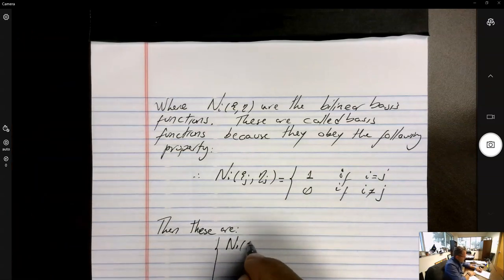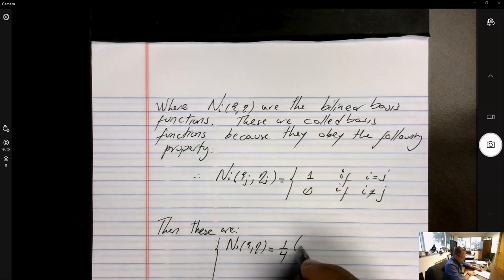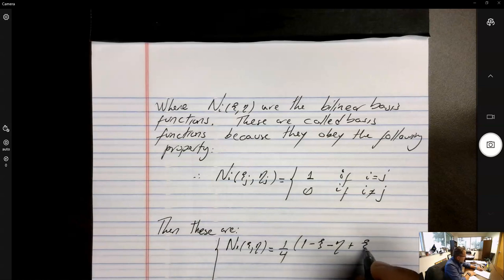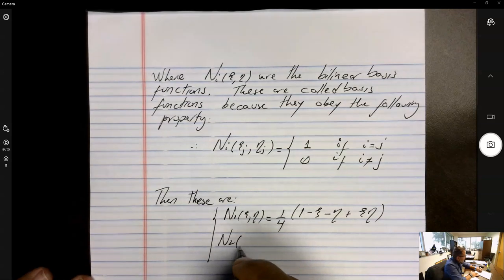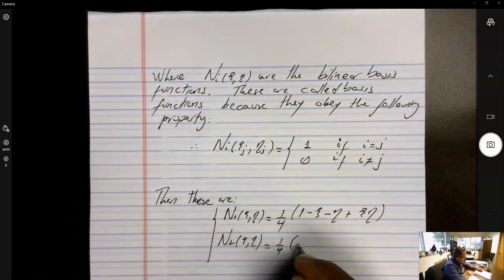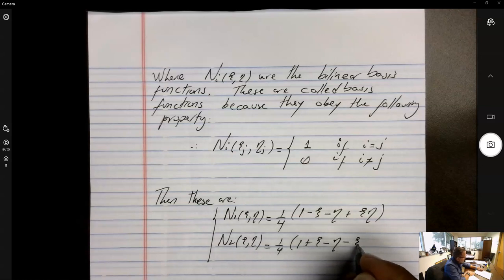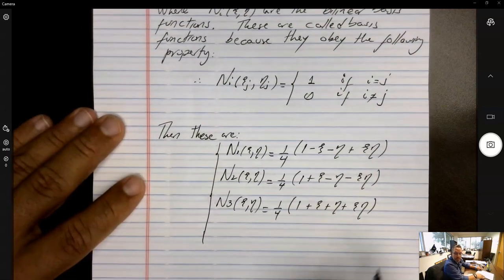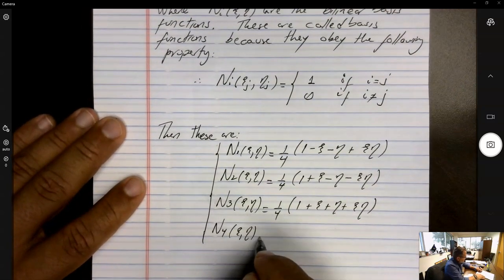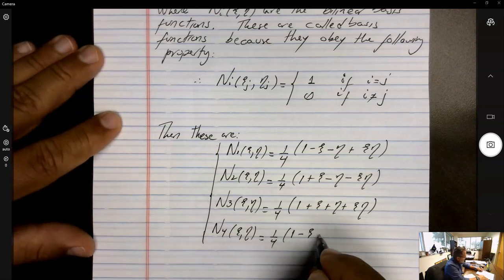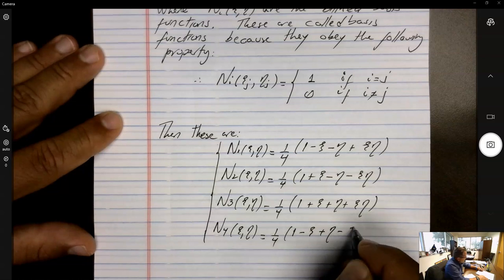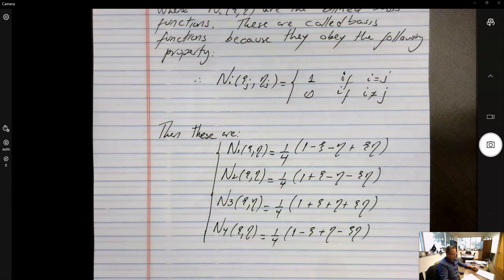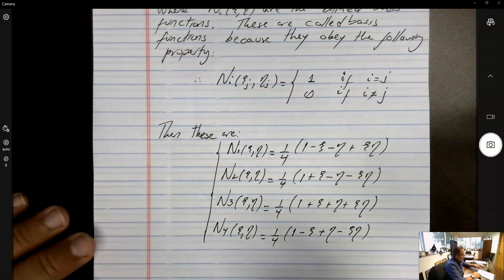So basis function N1 of psi and eta is equal to 1/4 of (1 minus psi minus eta plus psi times eta). And N2 of psi and eta is equal to 1/4 of (1 plus psi minus eta minus psi times eta). And N3 of psi and eta is equal to 1/4 of (1 plus psi plus eta plus psi times eta). And N4 of psi and eta is equal to 1/4 of (1 minus psi plus eta minus psi times eta).